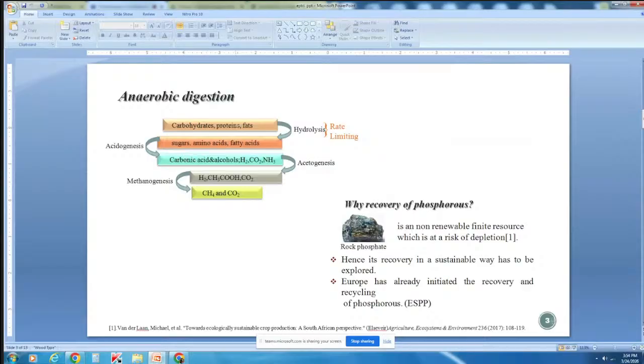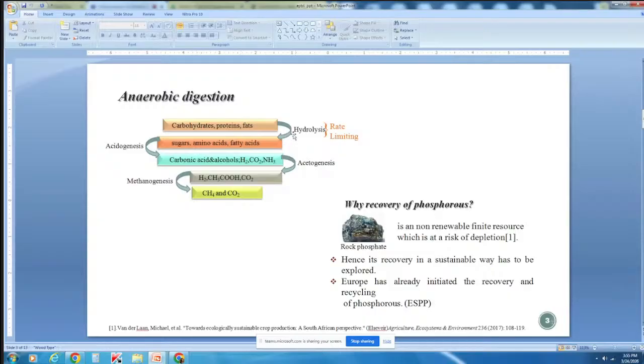In anaerobic digestion of sewage sludge, the sludge contains carbohydrates, proteins, and fats. The first step is hydrolysis, which is rate limiting, as it takes time to degrade the carbohydrates, proteins, and fats into fatty acids, amino acids, and sugars. Afterwards, acidogenesis produces carbonic acids, alcohols, hydrogen, CO2, and ammonia. Then acetogenesis converts them into fatty acids, and the methanogens convert the CO2 and H2 into methane and CO. This is a normal anaerobic digestion process.